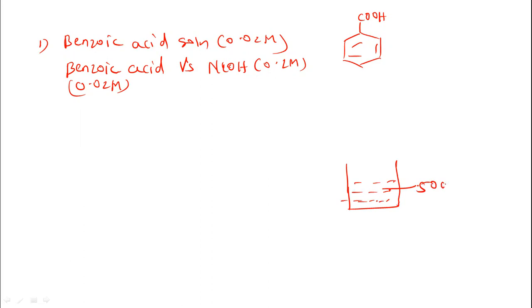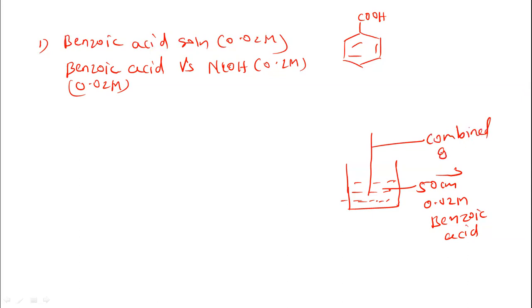This is our first titration. We take 50 ml of 0.02 molar benzoic acid solution in a beaker. Then in this beaker we have to insert the combined glass electrode. So suppose this is a combined glass electrode.